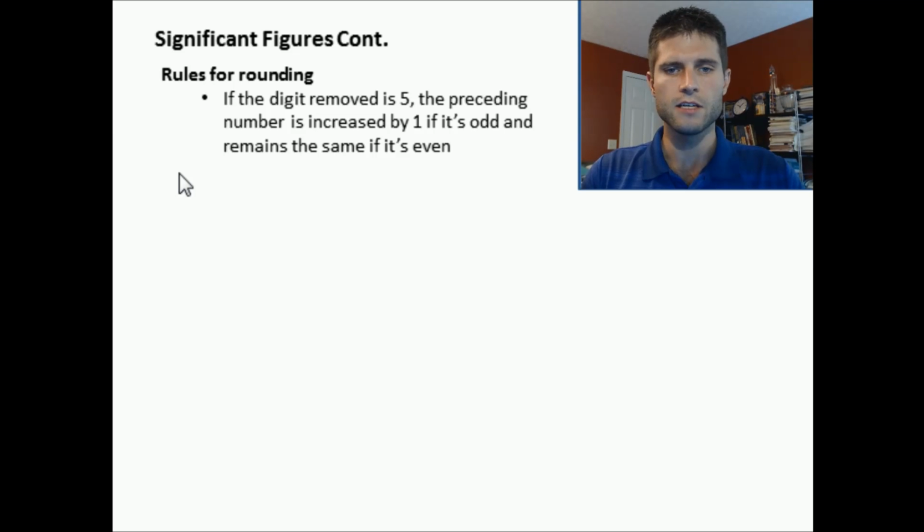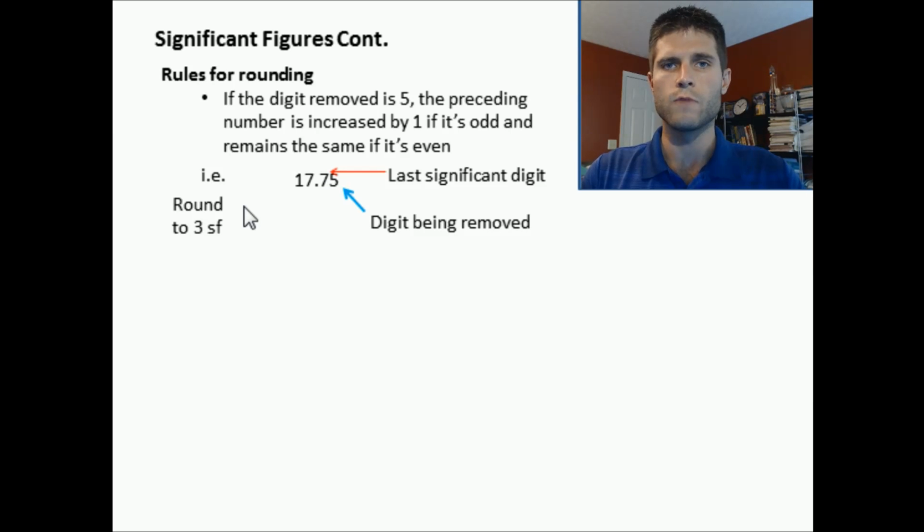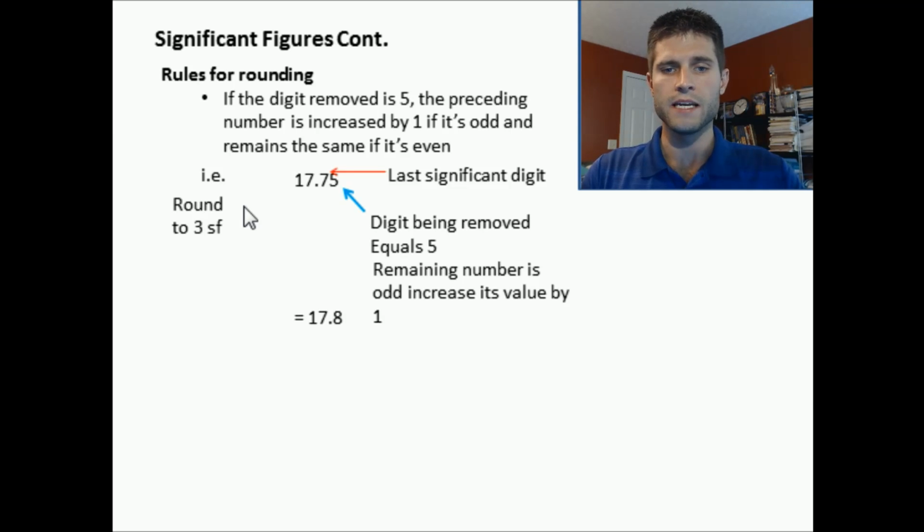So let's look at 2 examples. 17.75, let's round that to 3 sig figs. We're taking away a 5. The 7 is odd, so what we're going to do is round that up to the next nearest even number, which would be 8. And so we end up getting 17.8.